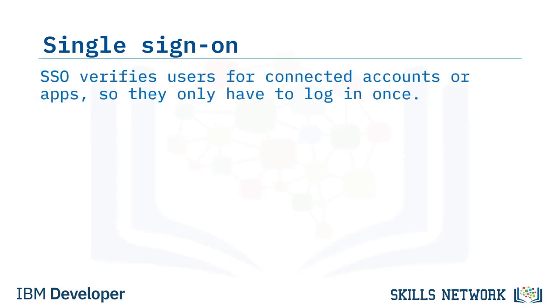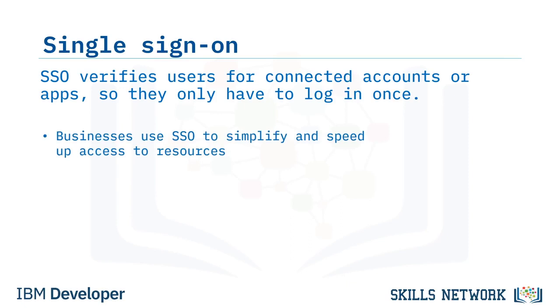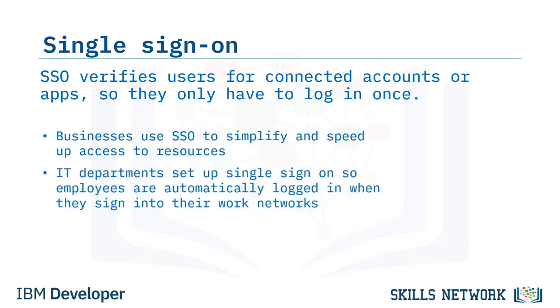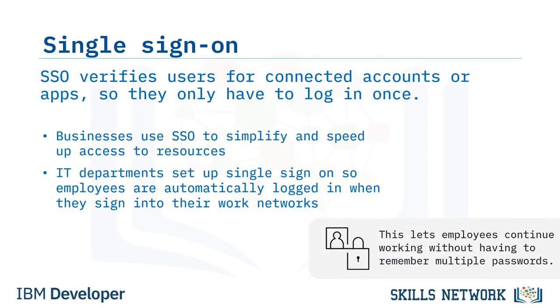Single sign-on, or SSO, verifies users for connected accounts or apps so they only have to log in once. Businesses use SSO to simplify and speed up access to resources. IT departments set up single sign-on with vendors like Office 365 or Salesforce.com, so employees are automatically logged in when they sign into their work networks. This lets employees continue working without having to remember multiple passwords.